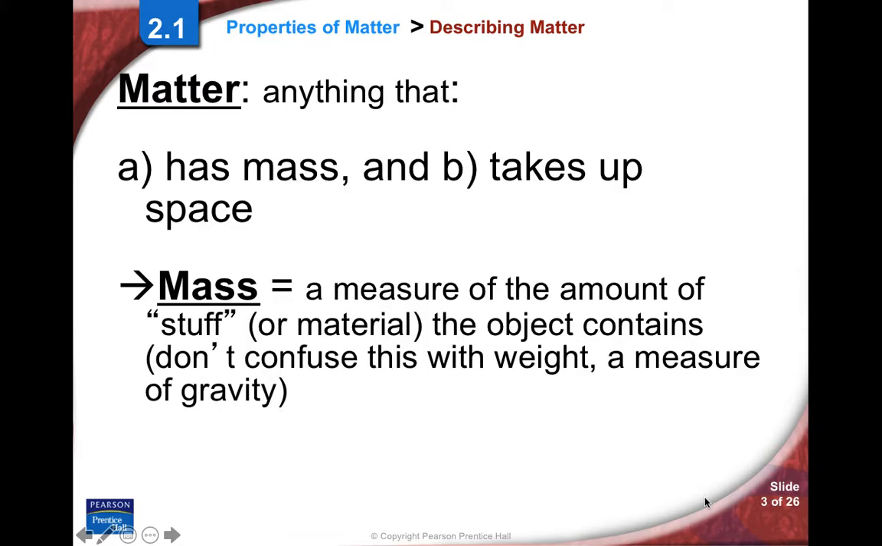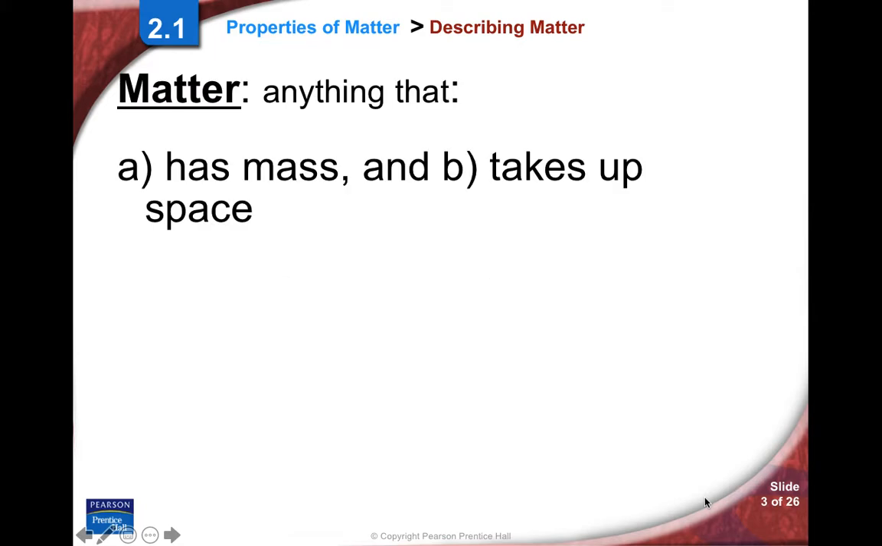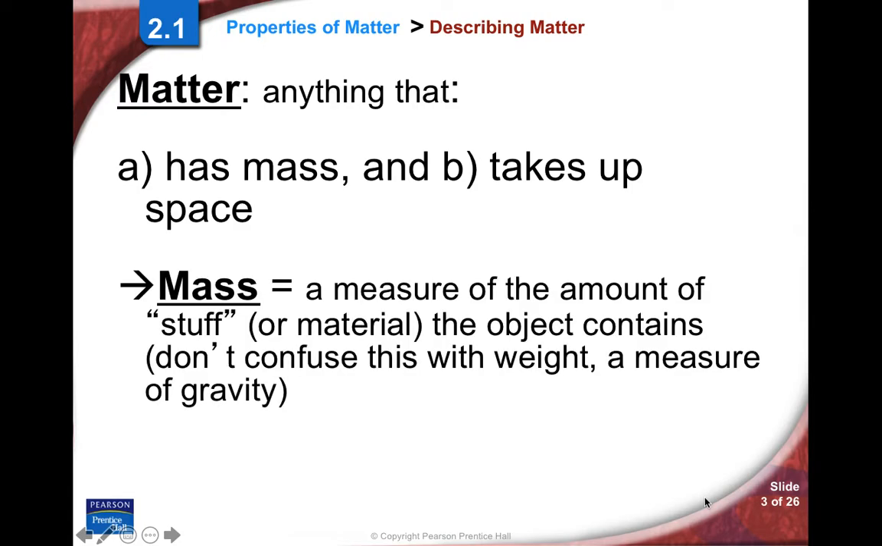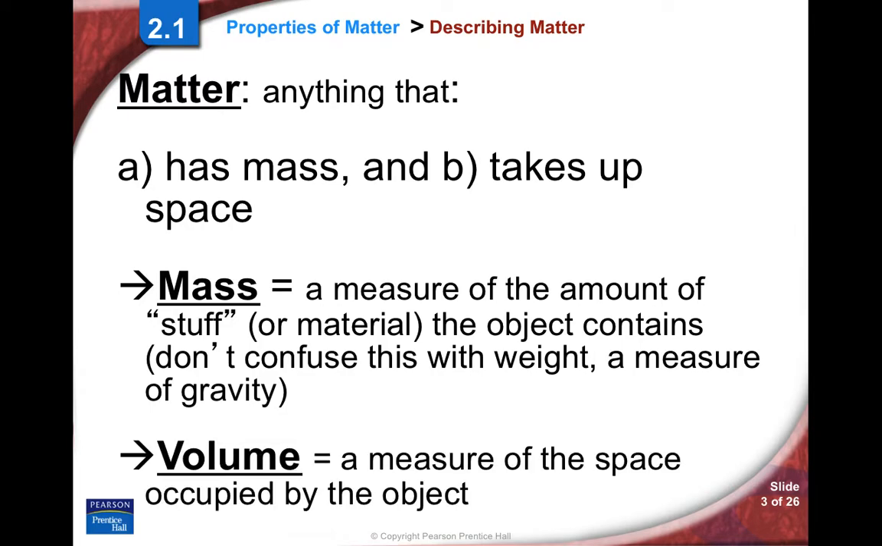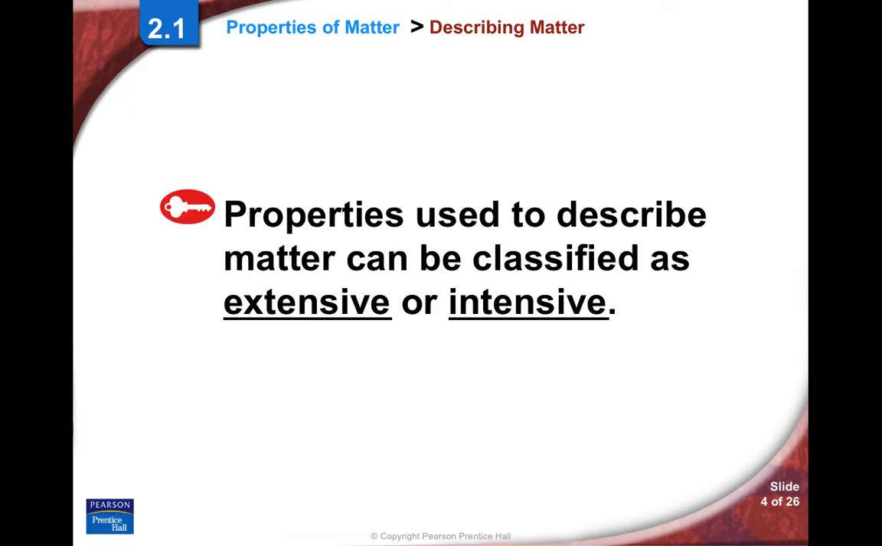Matter has mass and takes up space. We've already gone over that a little bit, so I'm not going to spend a lot of time on that. Remember, mass is how much stuff or material is in the object. It is related to weight, but it's not the same thing exactly. Volume, as you know, is the amount of space the object occupies.